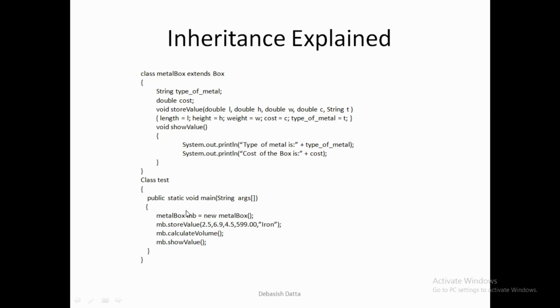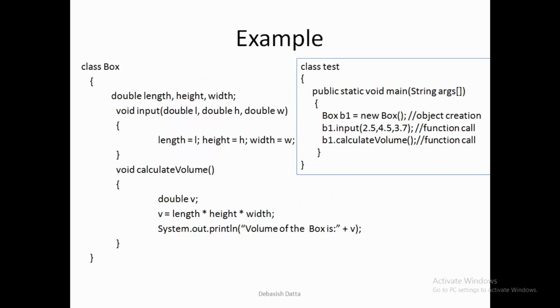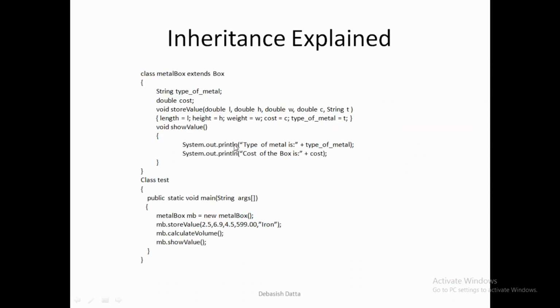So whenever a metal box object is created like this one, here we have created one metal box object, it will contain all the properties of this box class along with these new properties of metal box.